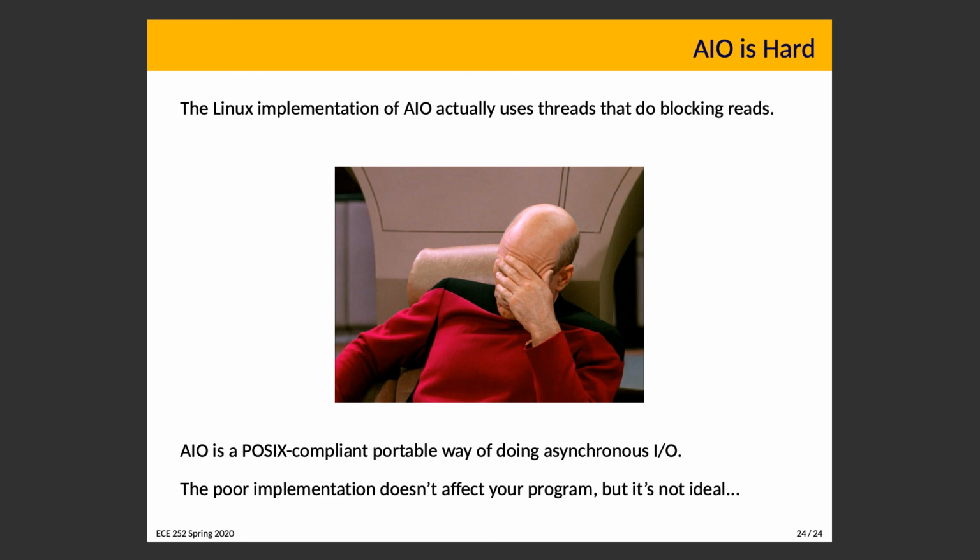But this is a standards compliant mechanism for using AIO, so it would be different on different systems. In Linux, it's implemented like this, but on FreeBSD or something, it could be implemented completely differently. I don't know off the cuff if they do the same thing, but they might not. So the poor implementation, as it is, doesn't actually affect your program too badly. It's just one of those things where it's like, wow, that's unfortunate. It seems like it should be better than creating threads and having them do blocking reads, but that's actually the shortcut for how it was all implemented.